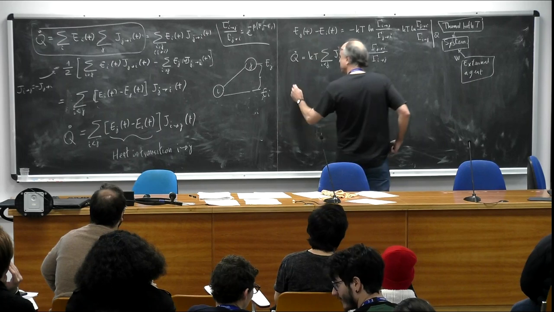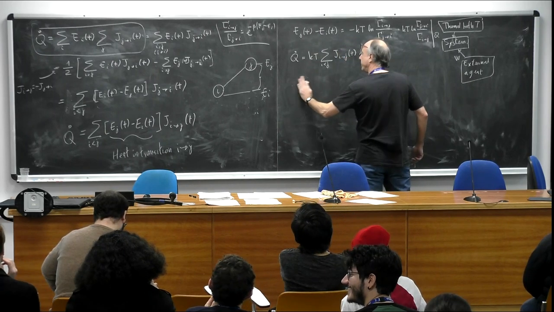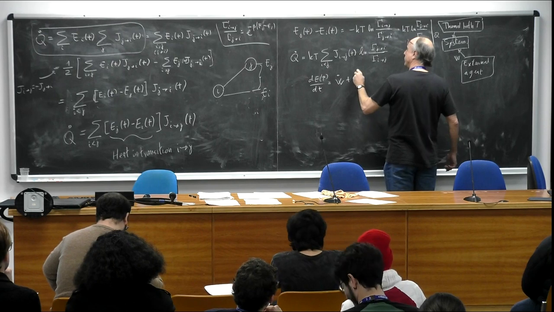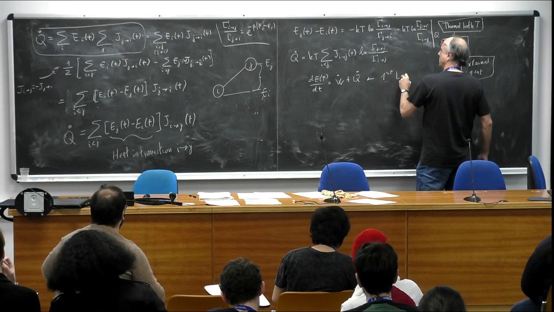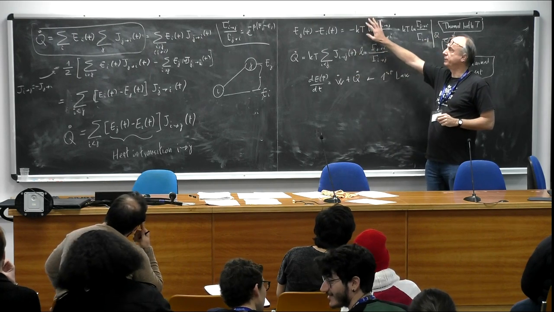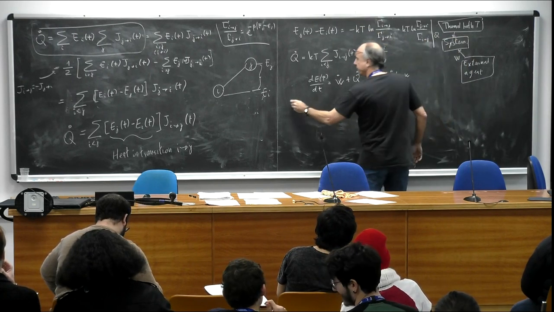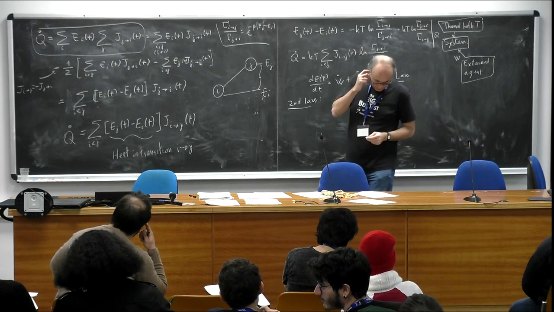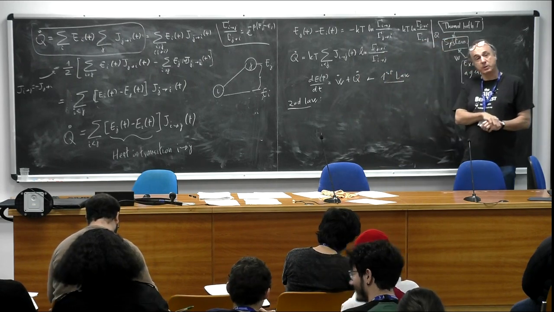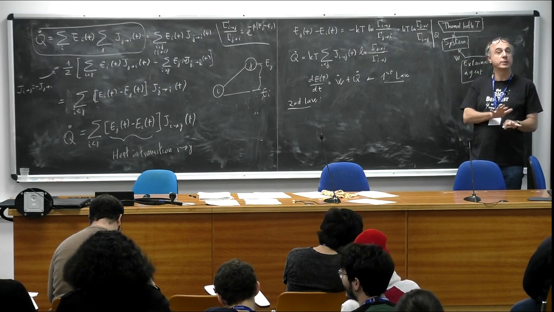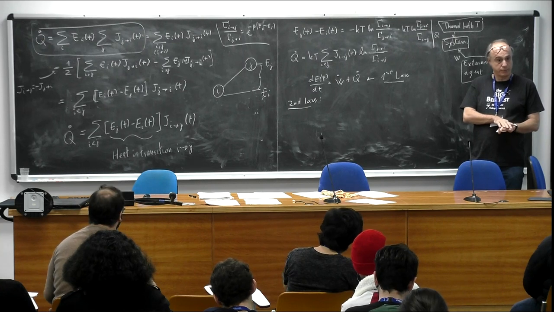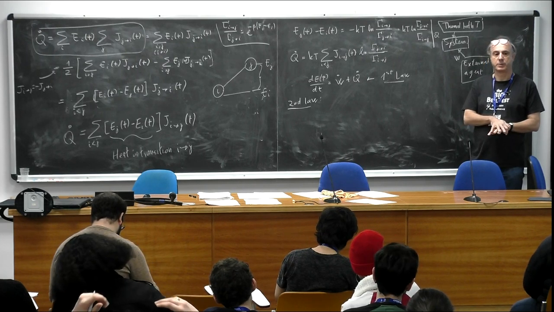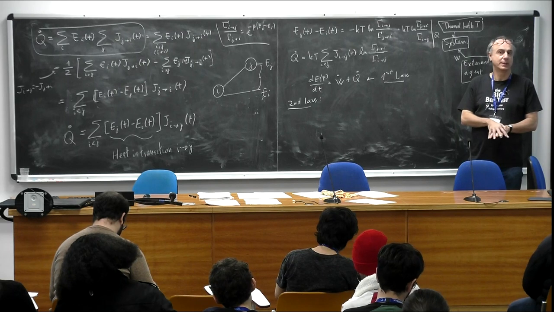Now let's go to the second law of thermodynamics. We have a first law, no? This is the first law. Now let's try to derive a second law for this type of systems. What we are going to do is prove that Shannon entropy is a good thermodynamic entropy. At the beginning of the course I said that Shannon entropy is not always a good candidate for a proper thermodynamic entropy. Here, it turns out that it is, but we are going to prove it.